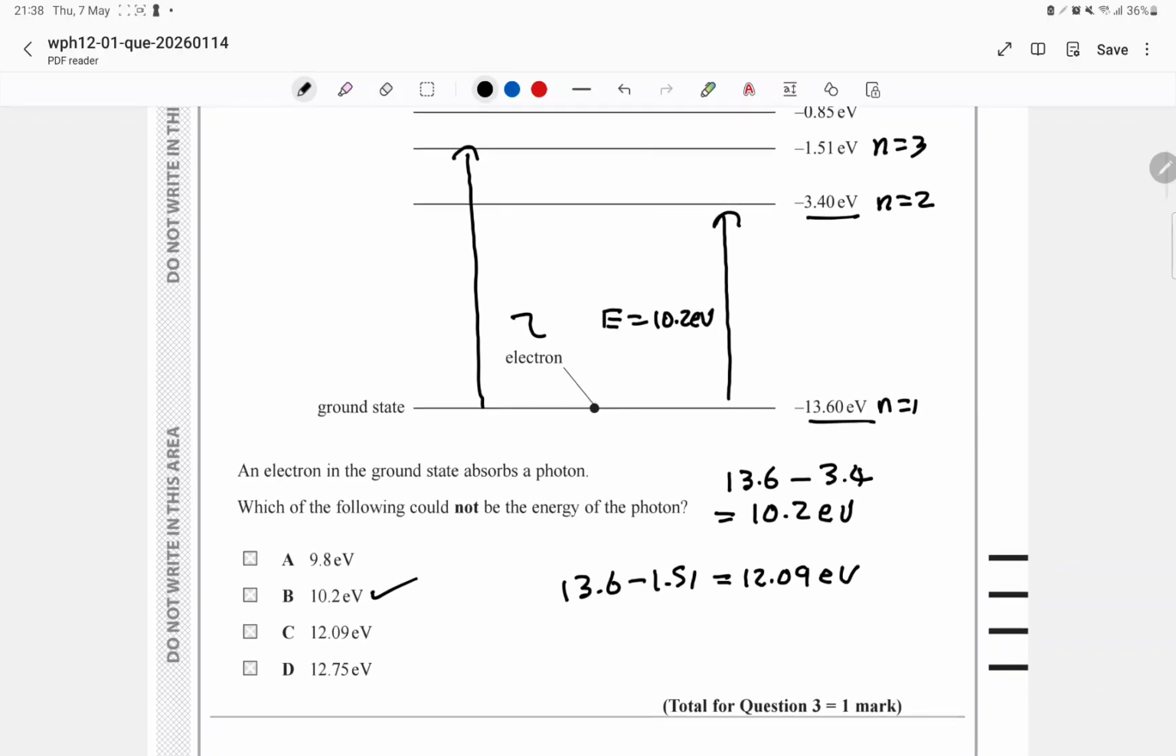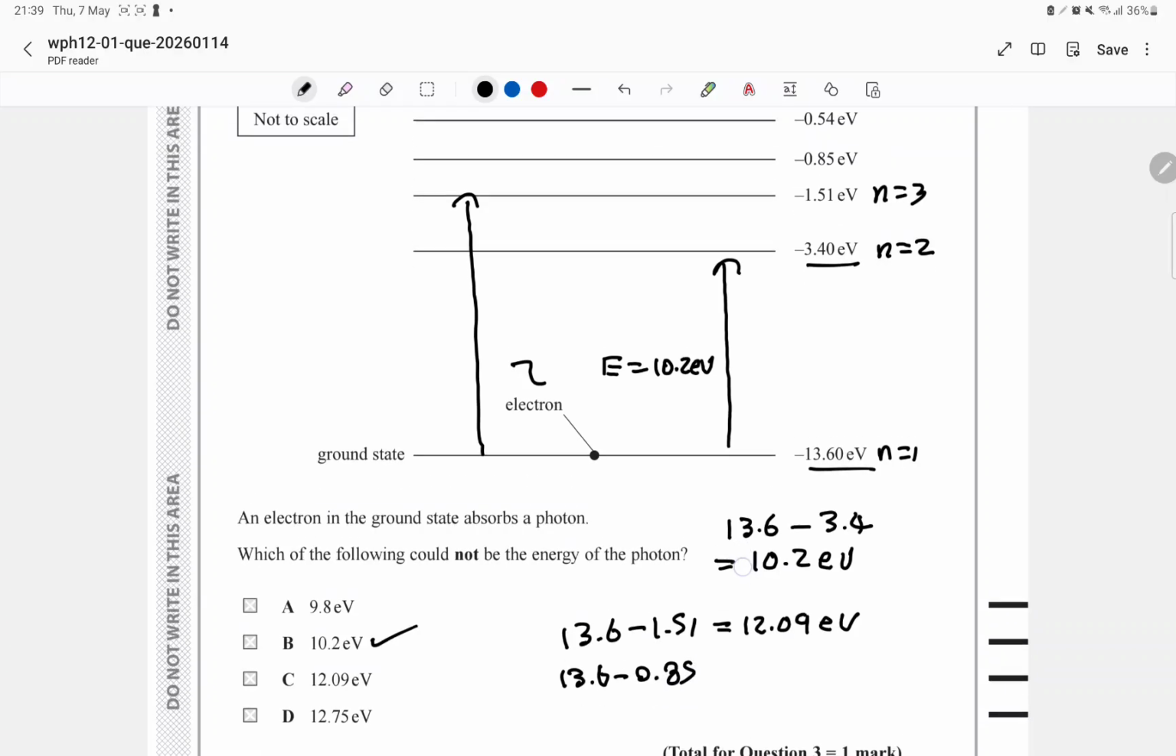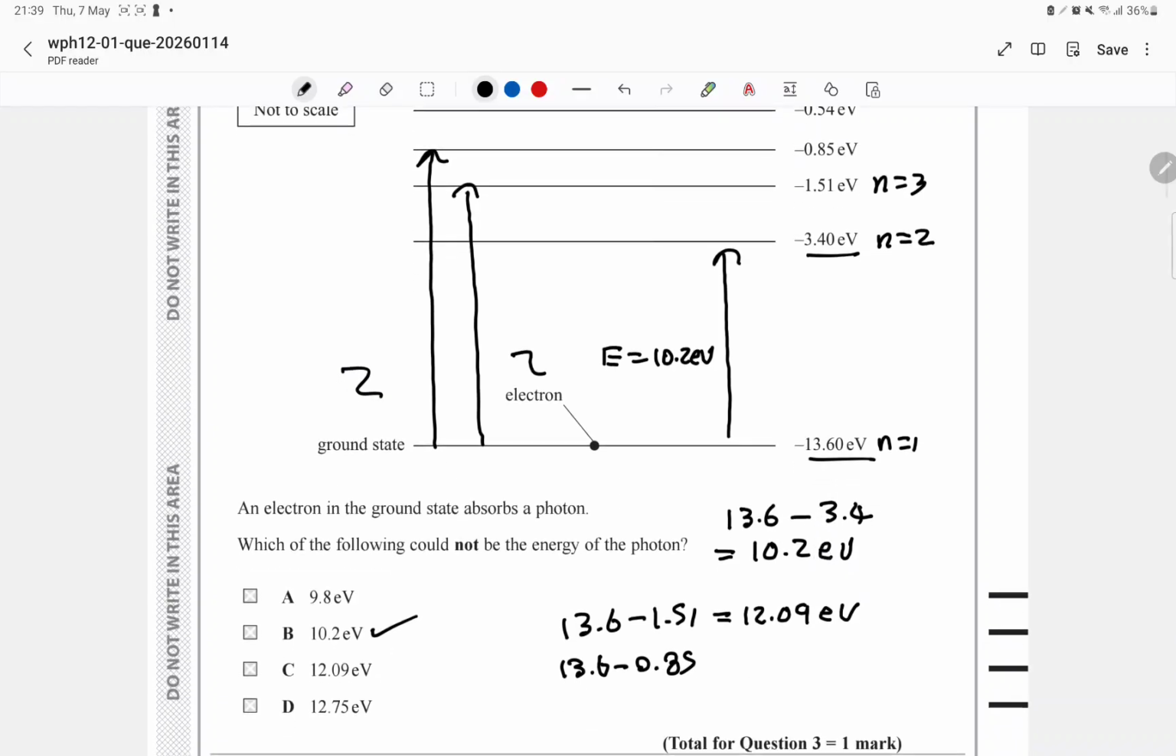So 13.6 minus 1.51, then you also have 13.6 minus 0.85. And this is when it transitions from the ground state to n equals 4. And for this to happen, it must absorb a photon with energy equal to 13.6 minus 0.85, which is 12.75. So it can absorb a photon with 12.75. I can see 12.75 over here.